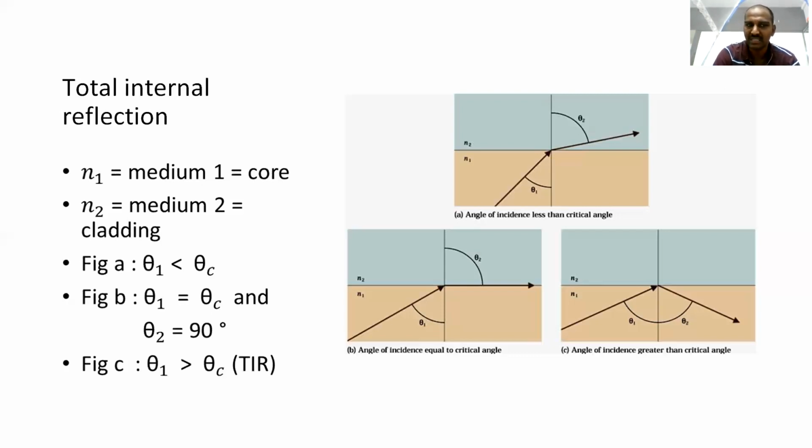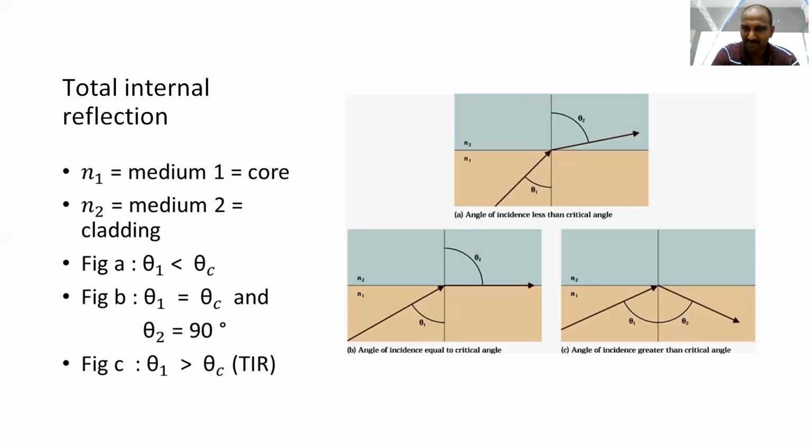How to achieve this condition? For which angle of incidence is the angle of refraction greater than 90 degrees? In that case, the angle of incidence is greater than the critical angle of incidence. Thereby, total internal reflection is possible. That case we can see in figure C.